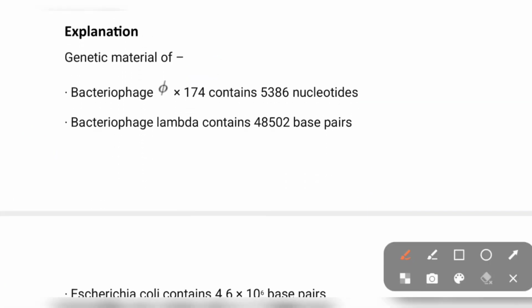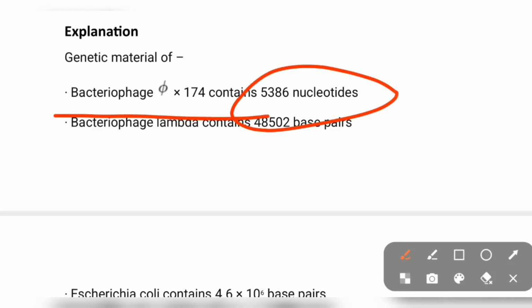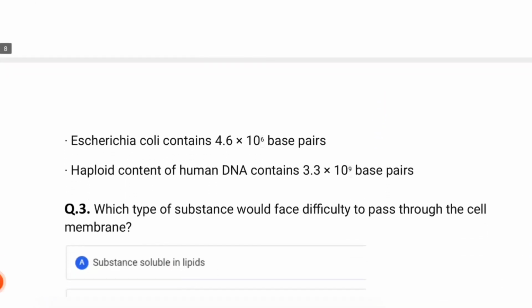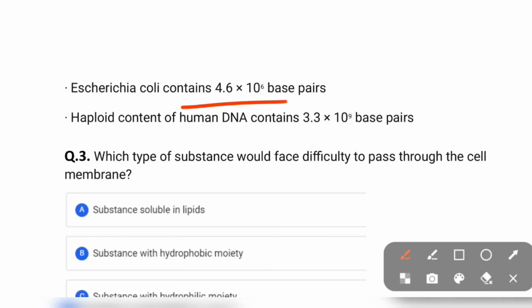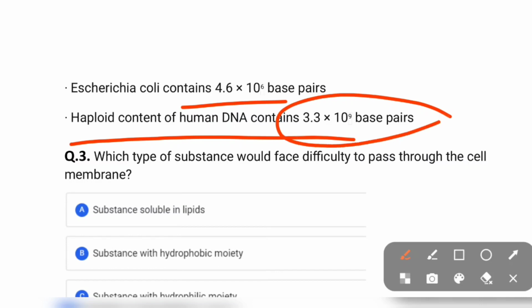Bacteriophage contains 5386 nucleotides, and the bacteriophage lambda contains 48,502 base pairs. Then we have Escherichia coli, it contains 4.6 million base pairs, and the haploid content of human DNA is 3.3 billion base pairs.